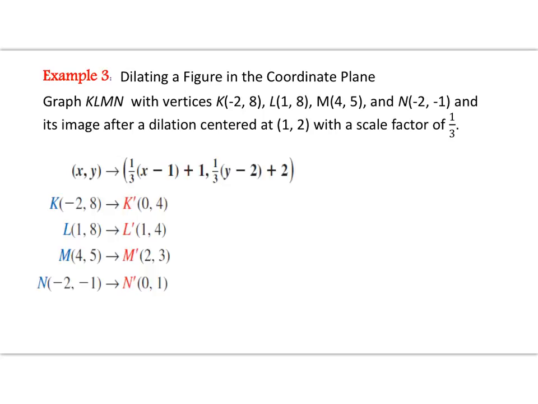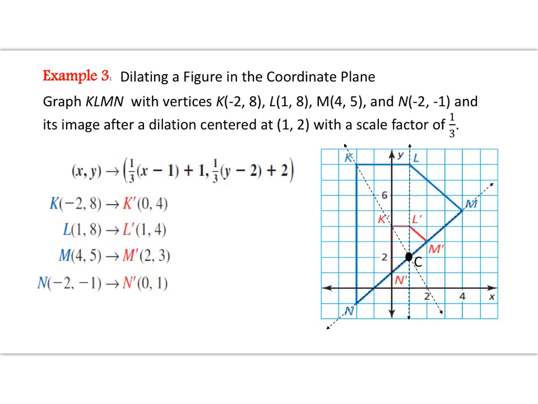So let's take a look at the graph. The larger figure is the original, the pre-image. The blue figure KLMN is the original, and K prime, L prime, M prime, N prime is the image. Now we have these dashed lines in here because I want to also explain there's an alternative way than this formula. Especially if this is not available on the formula chart, it could get kind of confusing.